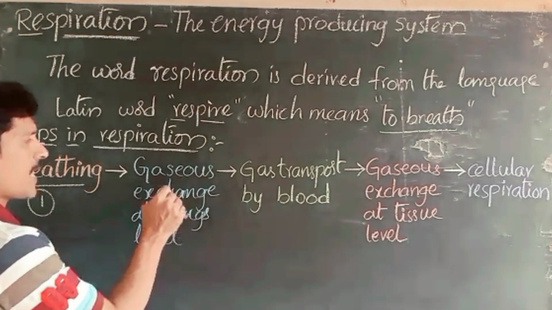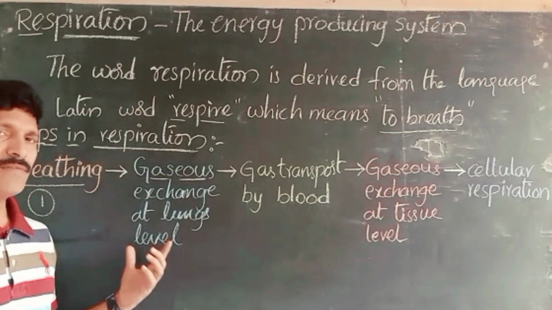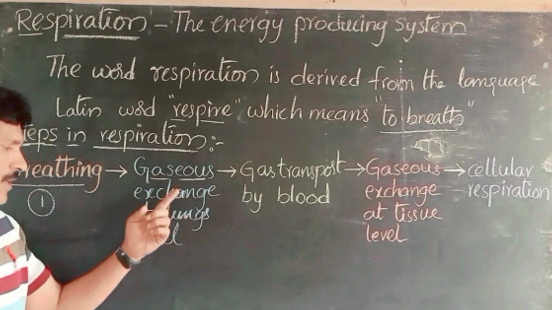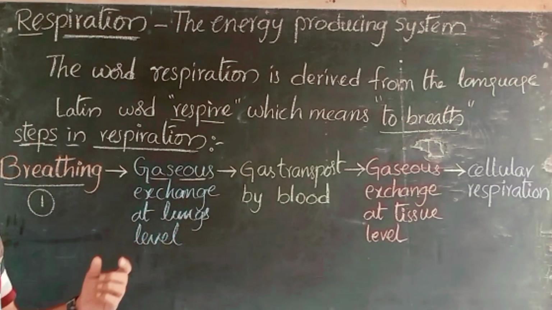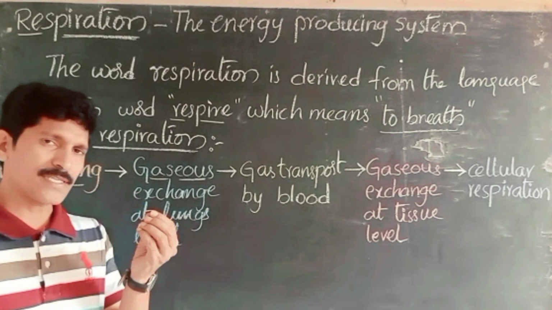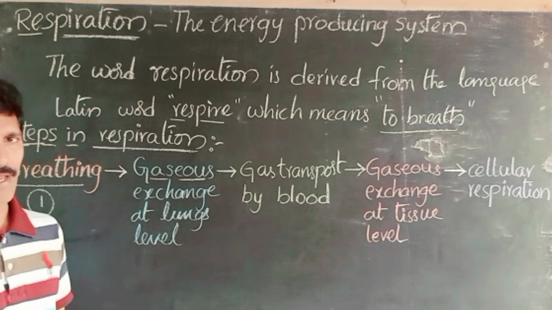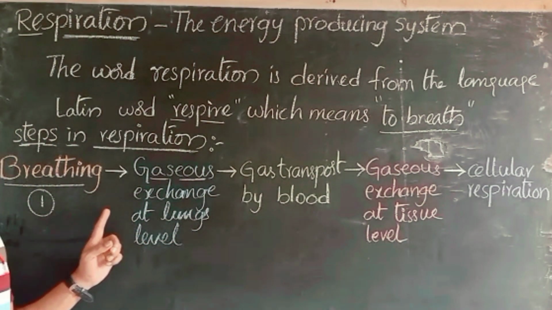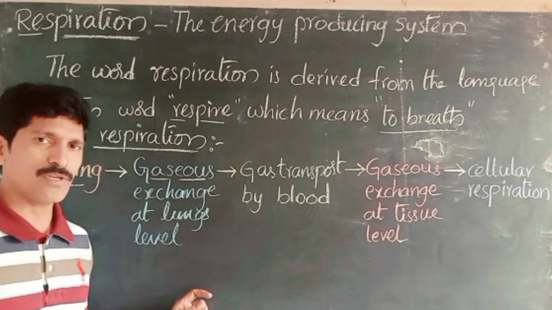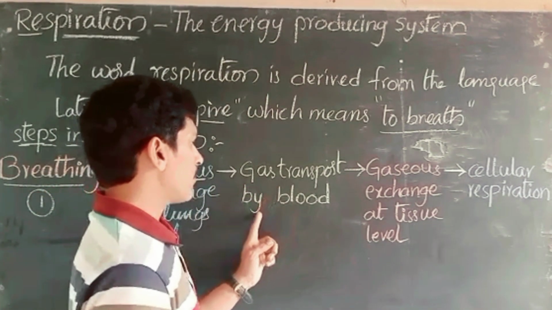The second step is gaseous exchange at lungs level. When we breathe, the air enters the lungs. You know that the lungs are a cluster of small sac-like structures. The small sac-like structures are called alveoli. So when we breathe, the air enters the alveoli. It is the structural and functional unit of the lungs, right? And thereafter the gas is transported by blood.